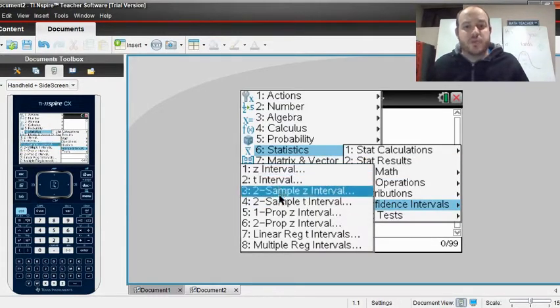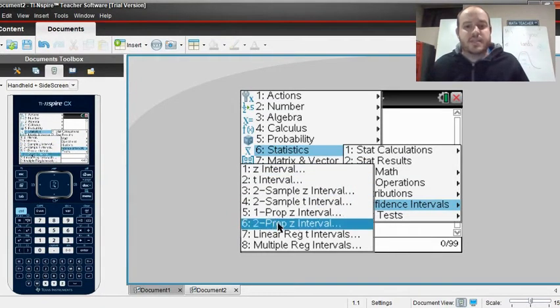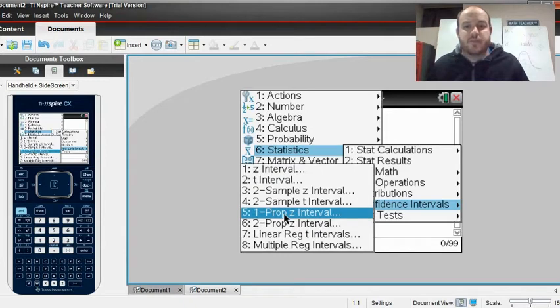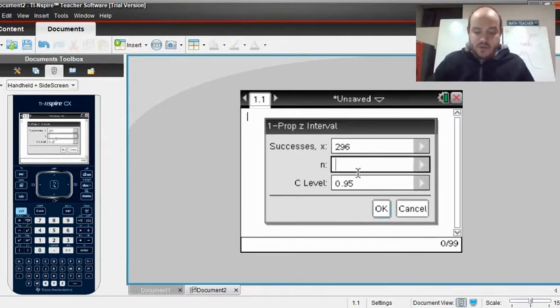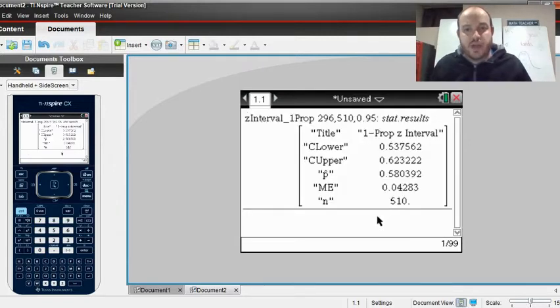And remember, we will be learning all 6 of these by the end of the year. But at this time, we are only using number 5, which is 1 proportion z interval. Now, as we just found out, our number of successes, we're going to use 296. And for our total number of attempts, we have 510. We are indeed using the 95% confidence level, so we can leave that as is, and we will hit OK.